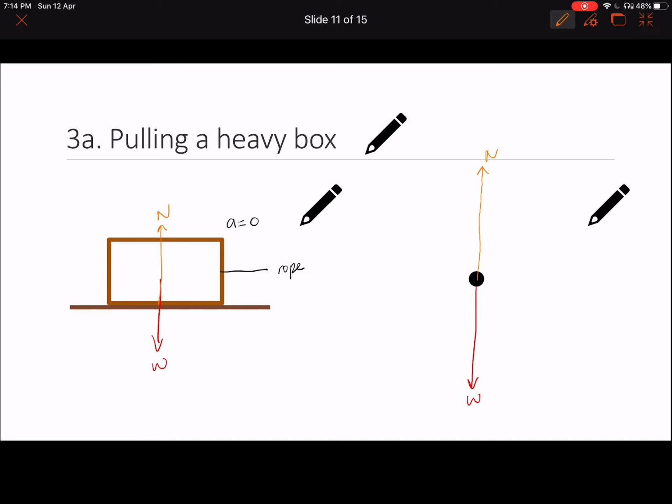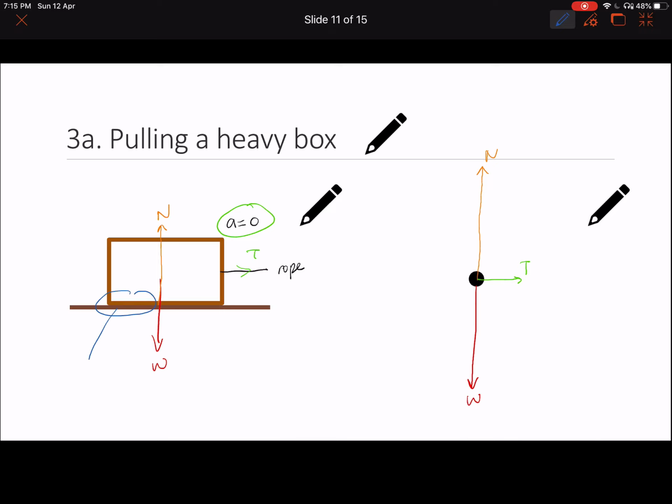Okay, and I'm pulling at it with a rope, I'm pulling it towards the right, so there's going to be a tension force as well, right? That's my tension force. But we said that the object was stationary, so that means that there must be some sort of force that's acting towards the left. What force could this be?